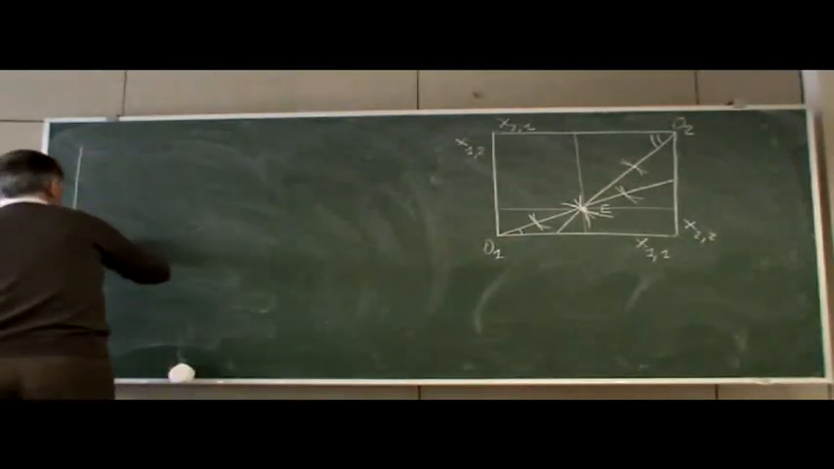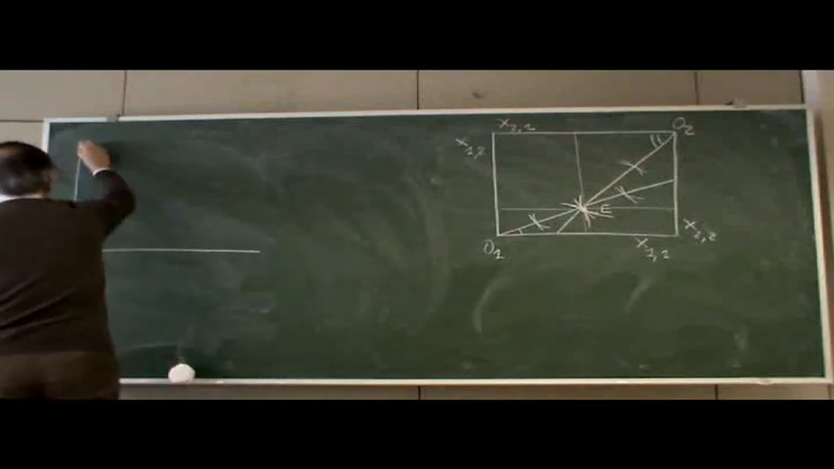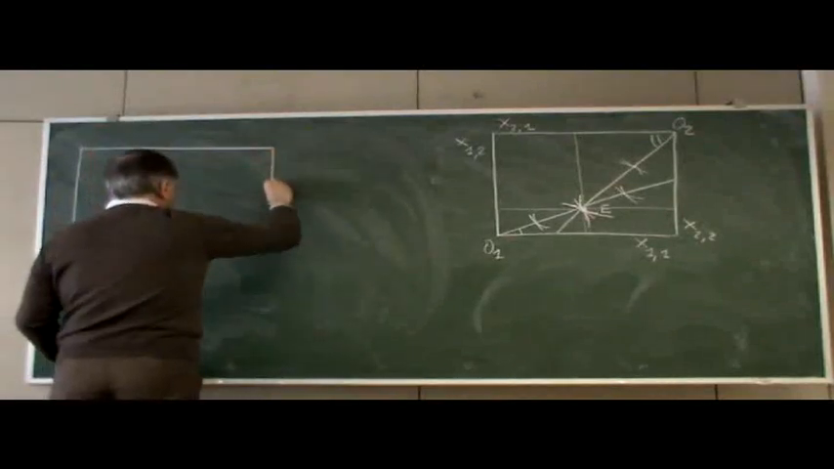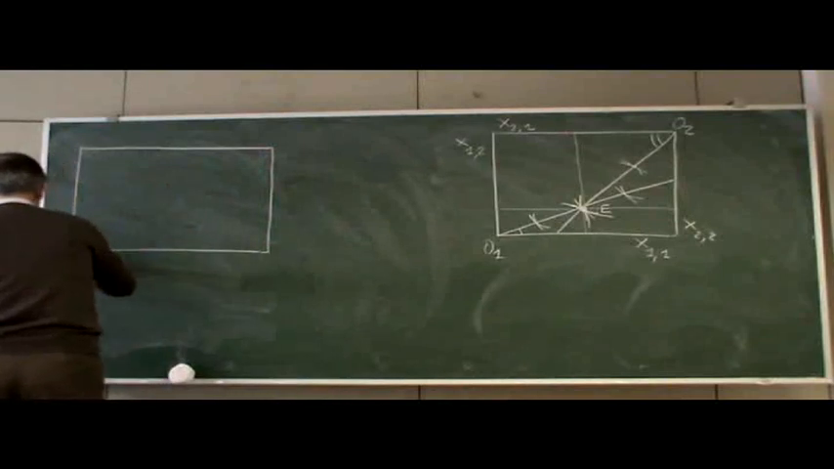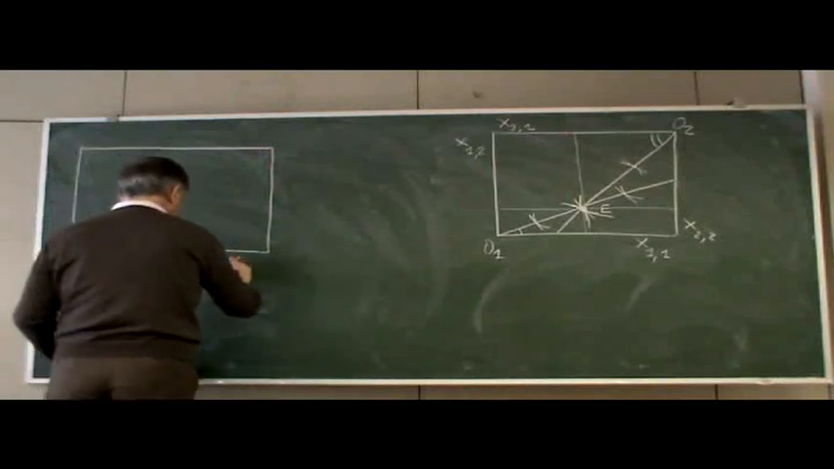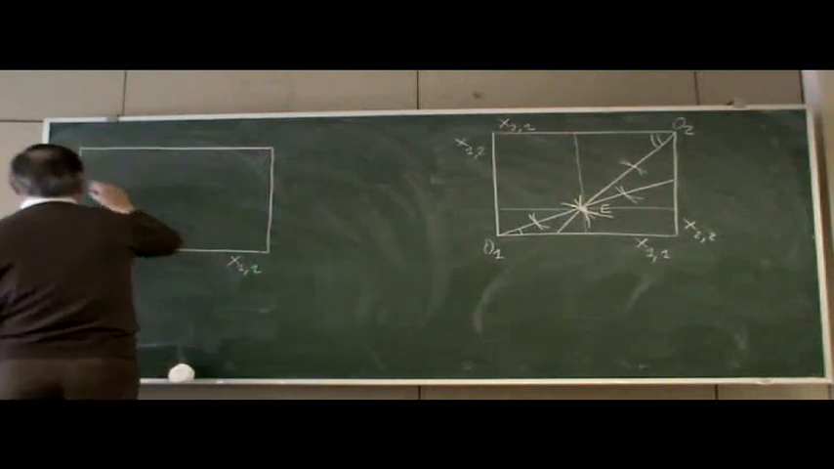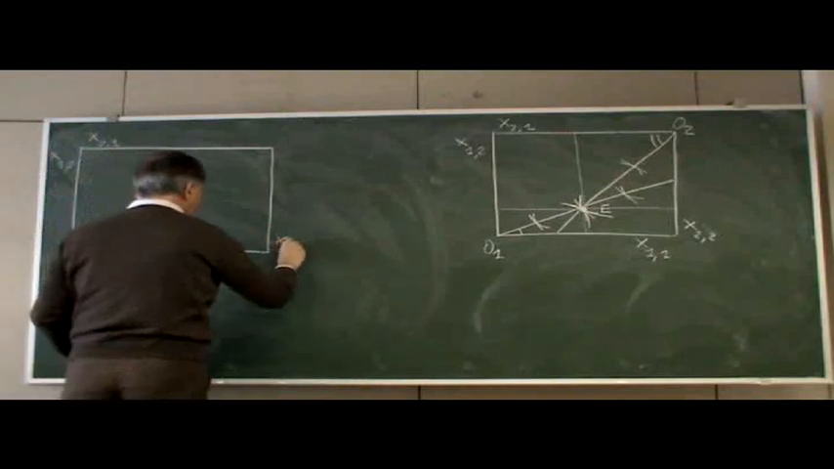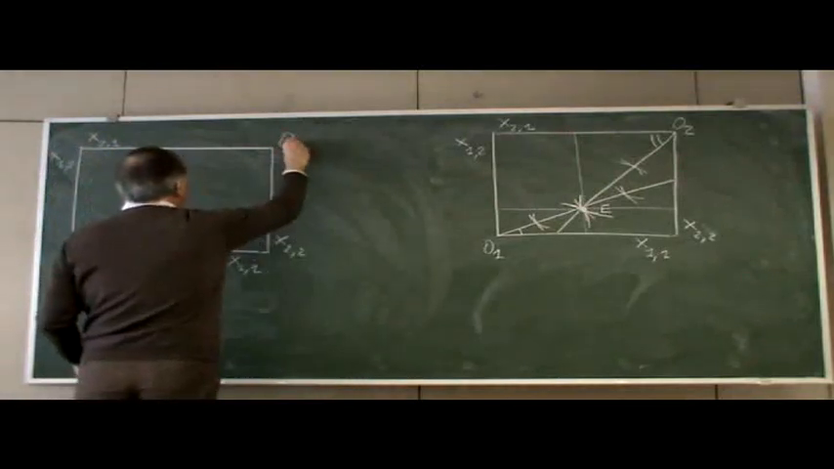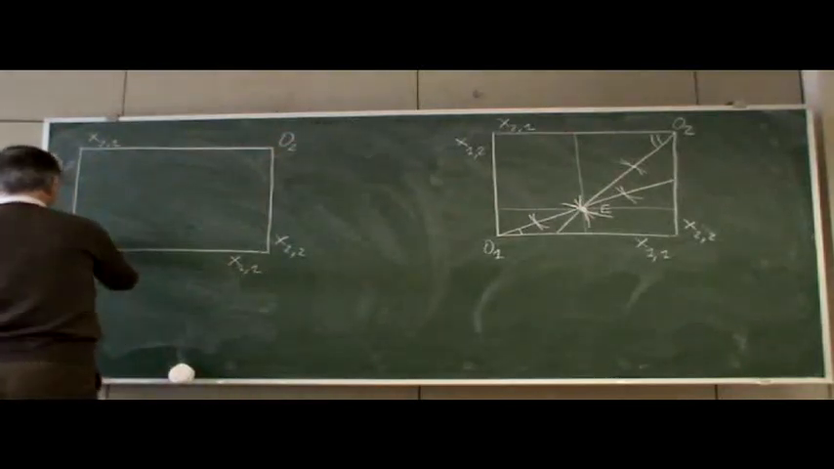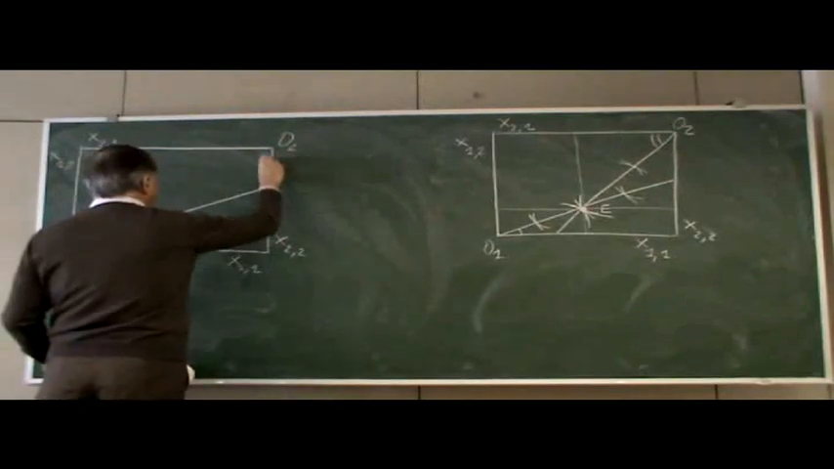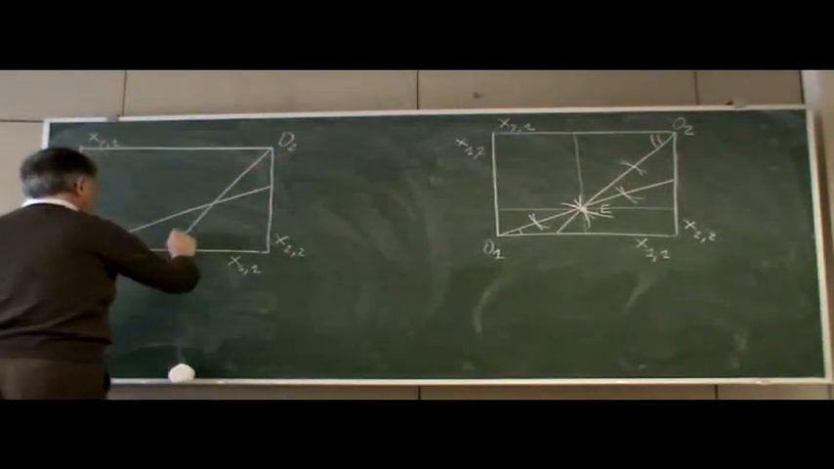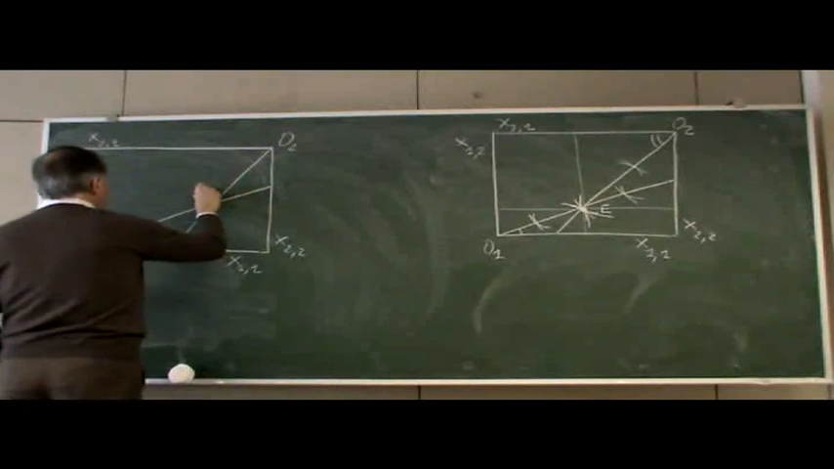Just redraw the edge box. O1, X11, X12, X21, X22, O2. So we have our two expansion paths. And this is equilibrium.